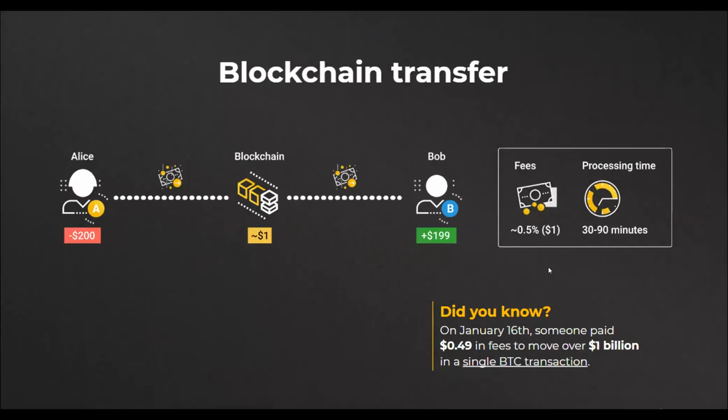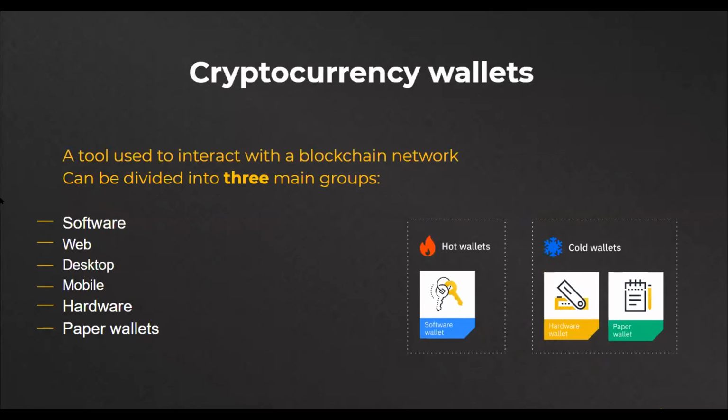Okay, so for a blockchain transfer, let's say someone is called Alice. Alice sends $200 to the BTC blockchain, and the charge is $1. Then this decentralized system sends the money to Bob. So $199, $1 off $200. You get. So the fees.